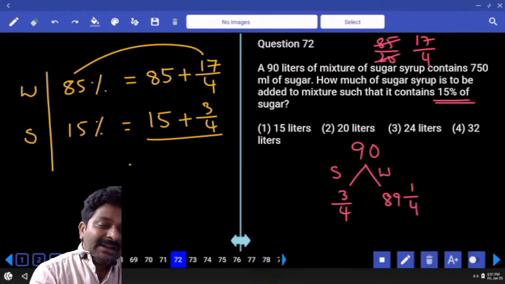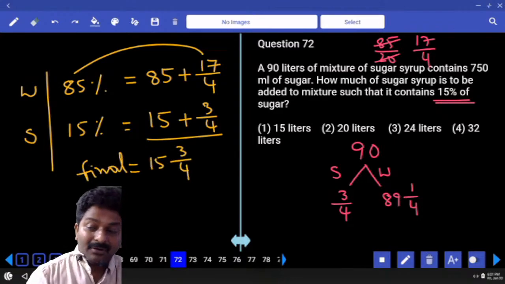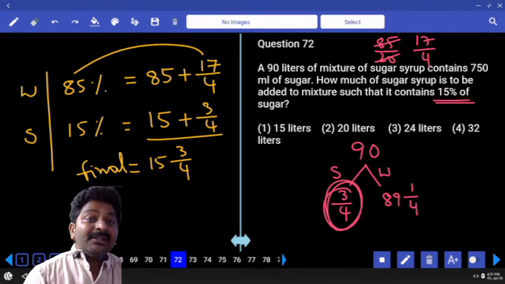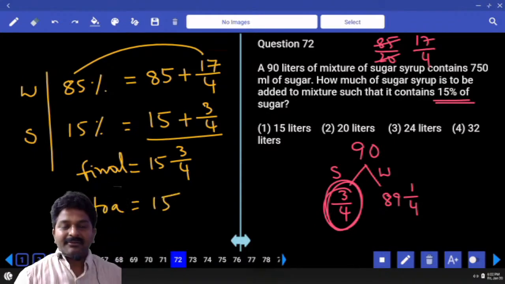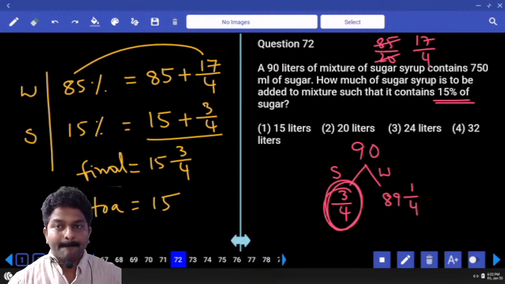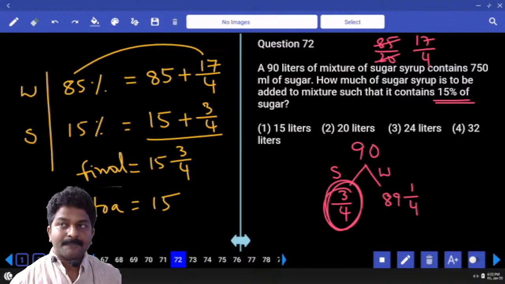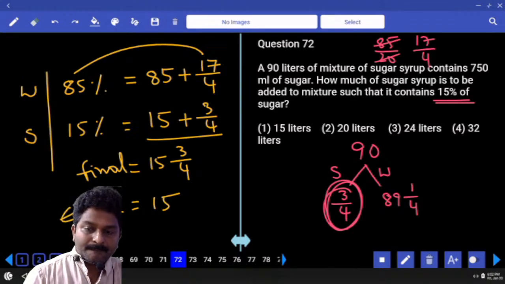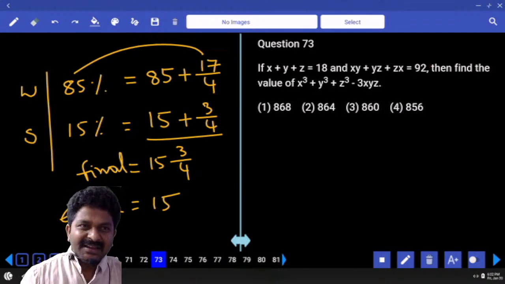So in the final container, sugar component is 15 3 by 4, whereas earlier it was only 3 by 4. So how much extra is added here? 15. First option, final answer. I hope this is easy, right?